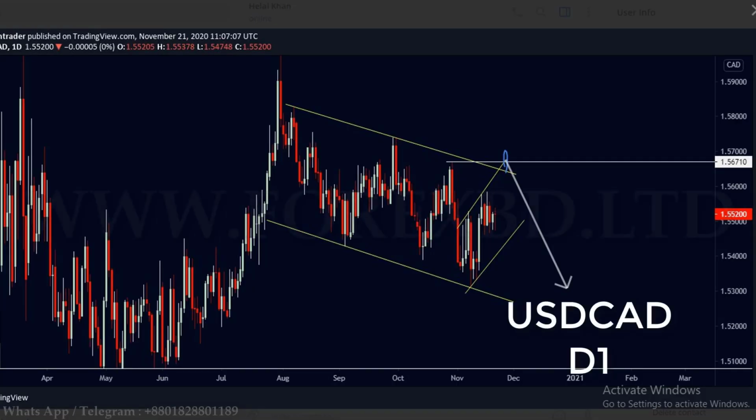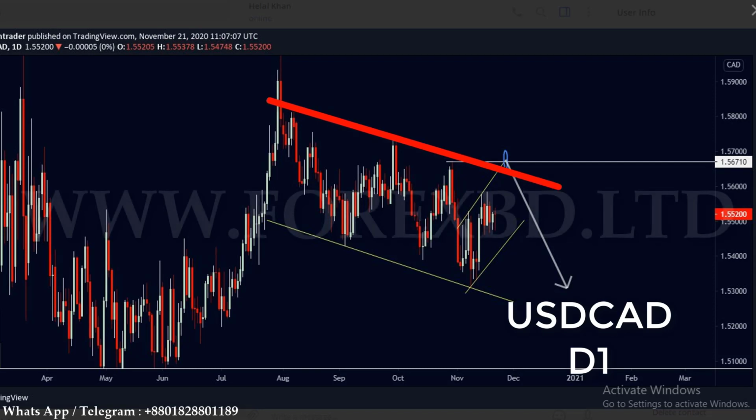Next, USD CAD. In this pair, we are in day 1 time frame. You can see we have drawn the analysis. First, you can see we have given a trend line here, then we have drawn another trend line below. So you can see that the market is now in this channel.